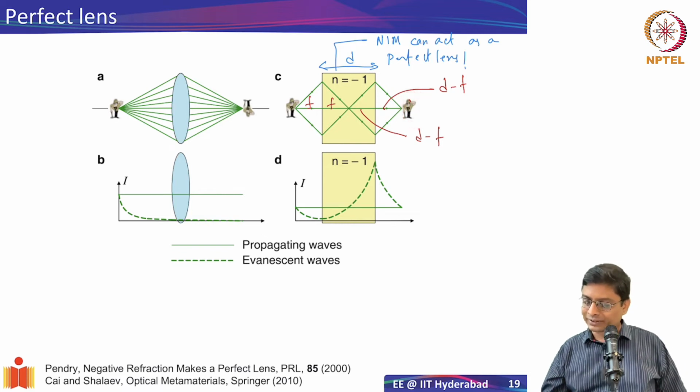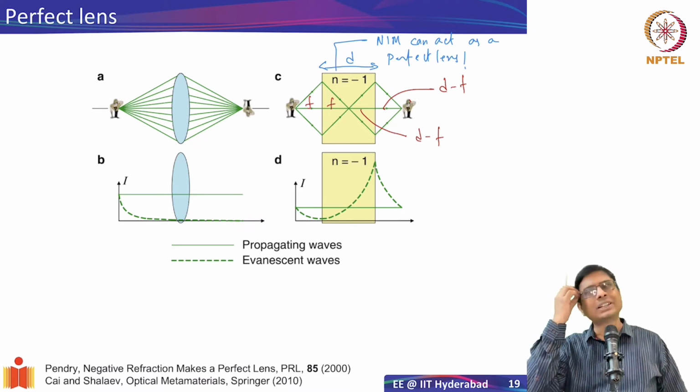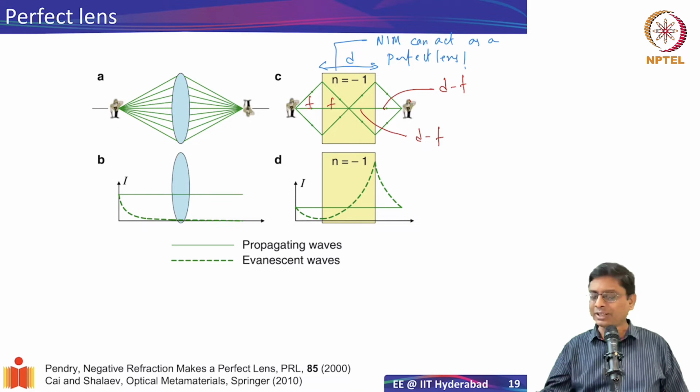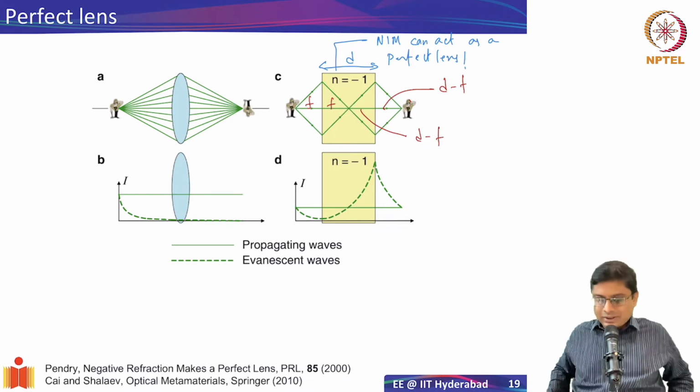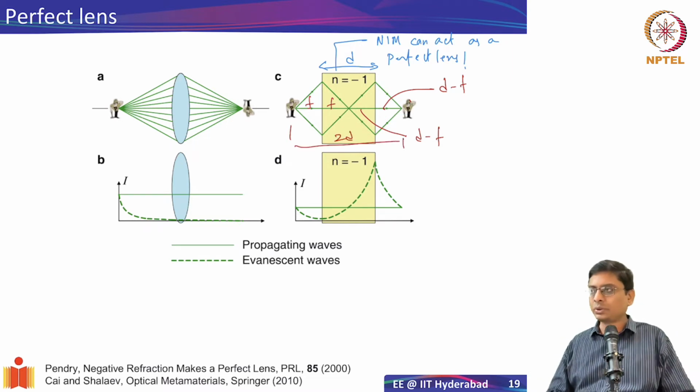I'll have to verify whether it is F. So this must be D minus F, I guess. It's a negative index, and the same, so I think this should be fine. Let's see. Yeah. So all right. So you have a negative index here, and then it's converging back. So this is basically a lens which images, and the total distance between these two, if I call this an object and the image, is going to be 2 times D. Yeah. The total distance is going to be 2 times D.